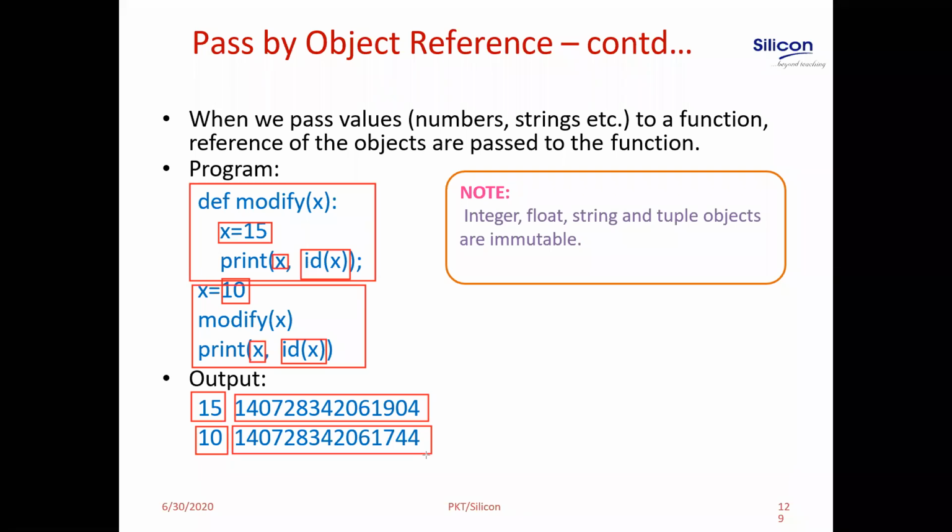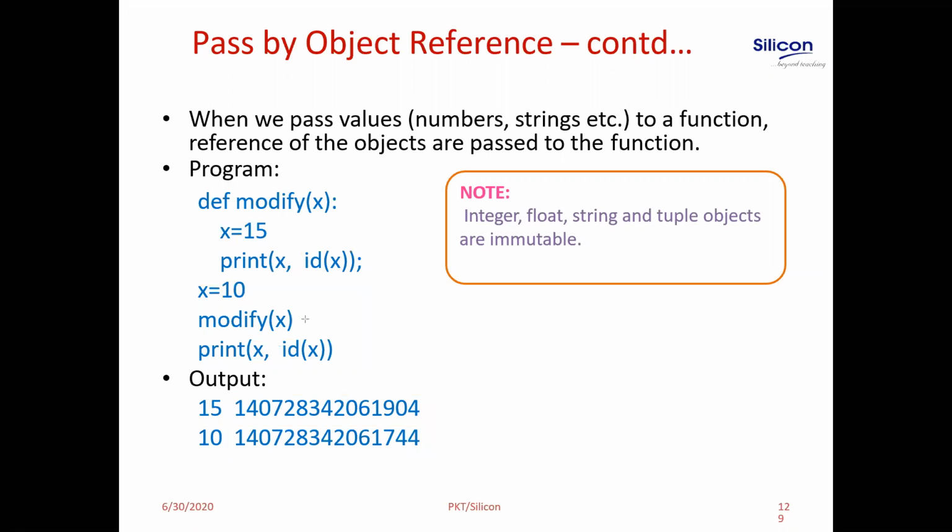Why is that? Even if you modified the value to 15, these are immutable objects. Integer, float, string, tuples, these are all immutable. So if you pass an immutable object, it is not modified inside the function. If you want modification, then you pass a mutable object like list or dictionary. We'll take an example for that as well. Is this example understood?